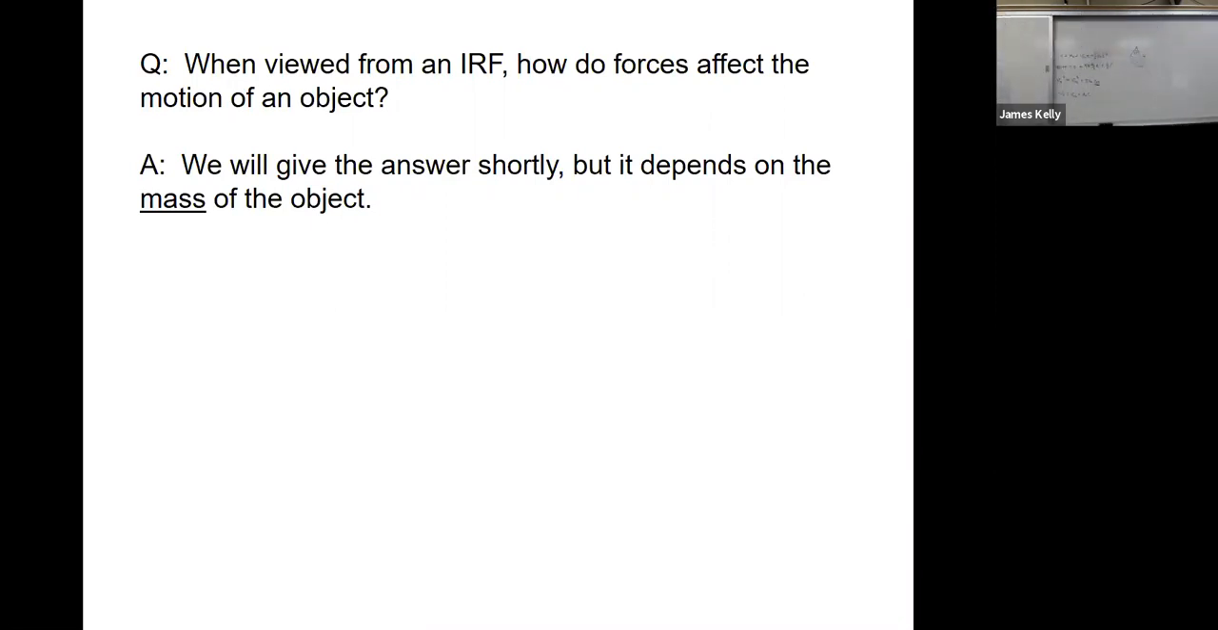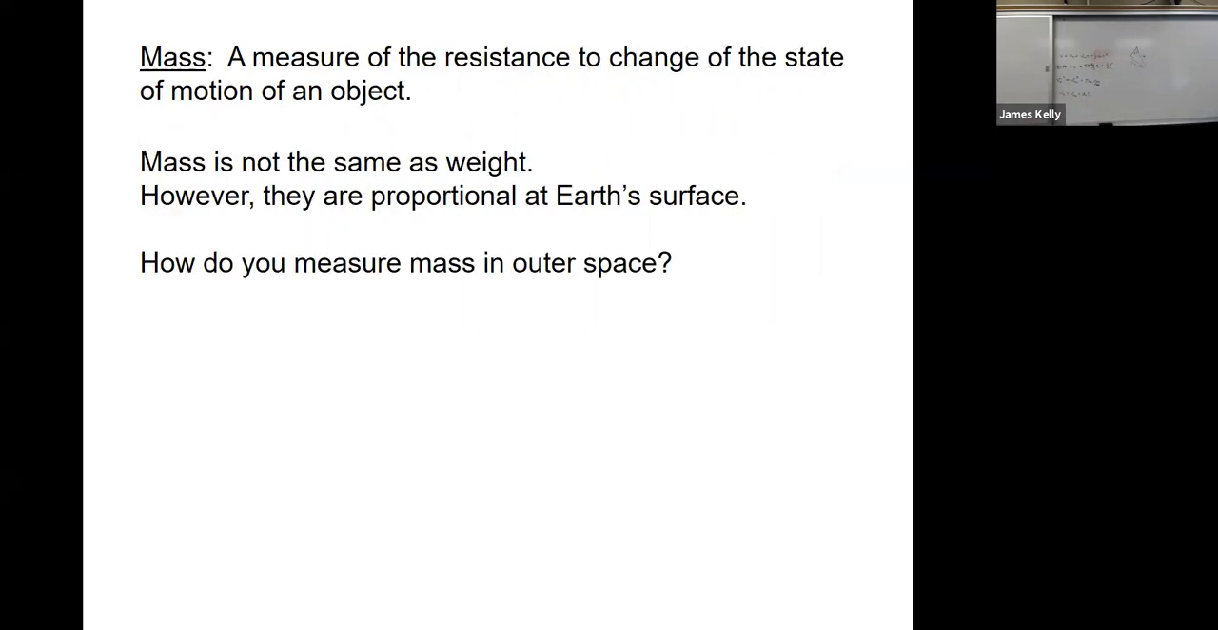Okay, so now on to Newton's second law. Newton's second law refers to the mass of an object, and it's worthwhile talking about the notion of a mass of an object because we usually confuse it with the notion of weight. So mass is not the same as weight. Something can have zero weight, but a non-zero mass.